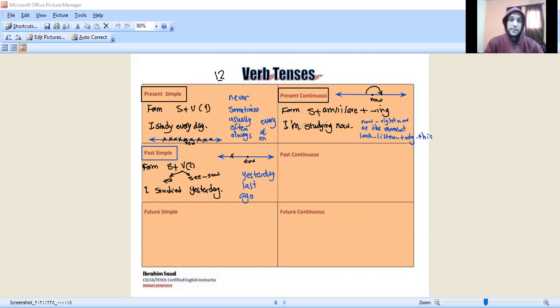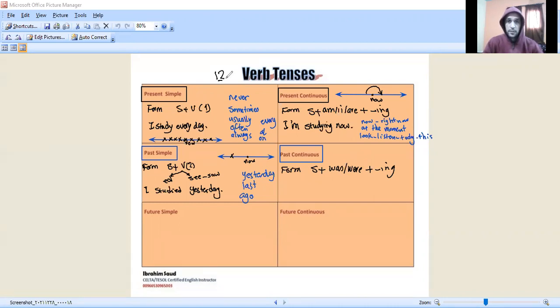Now let's talk about the past continuous. We start with the subject first. After that, we have was or were and the verb plus ing. This is the past continuous form. Okay. What is it used for, the past continuous? The past continuous is used for an action that was in progress in the past.